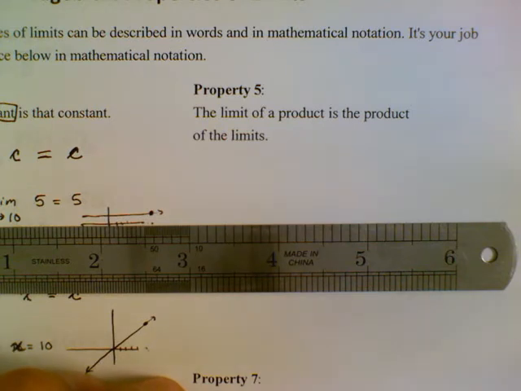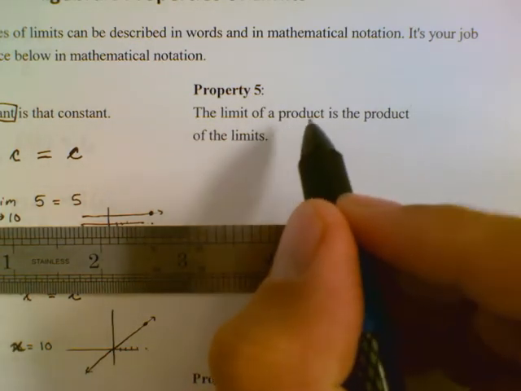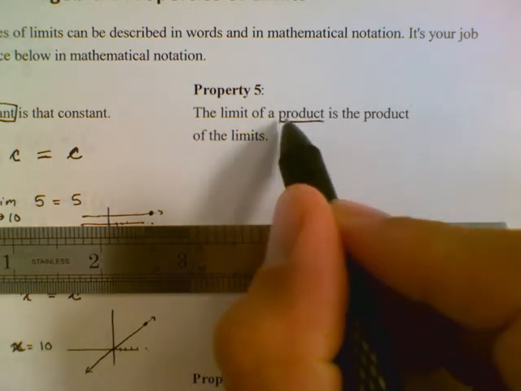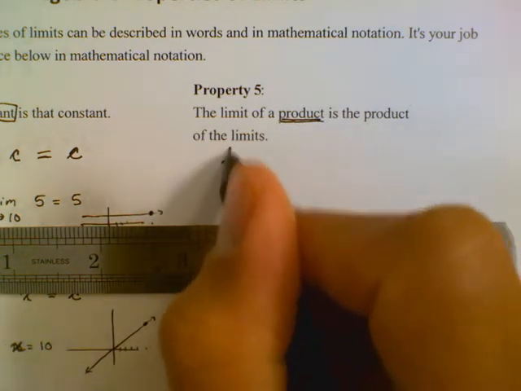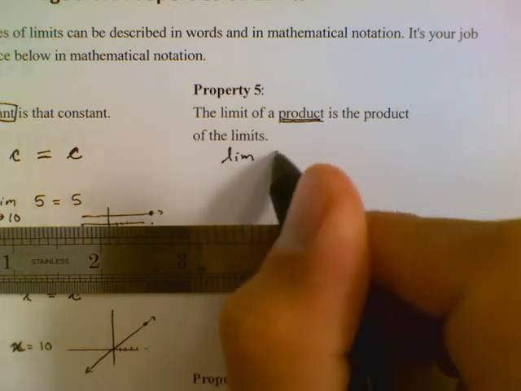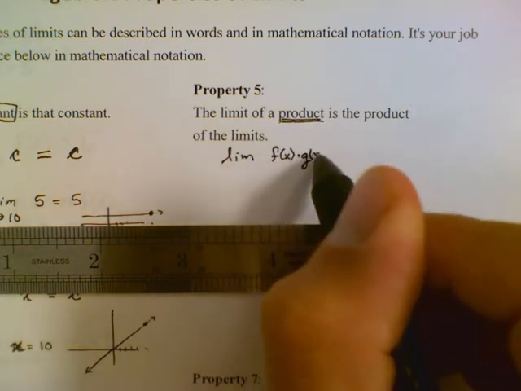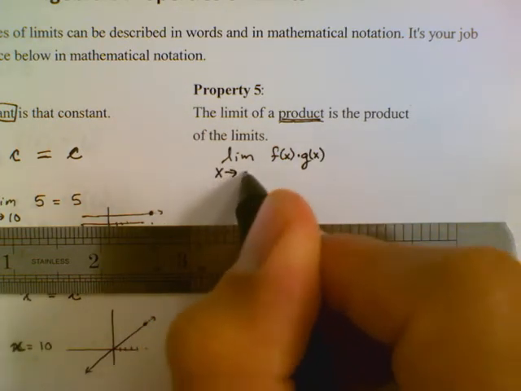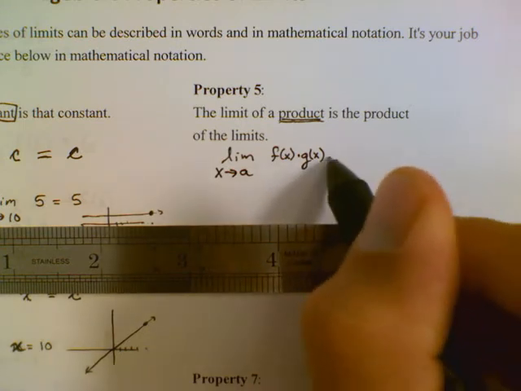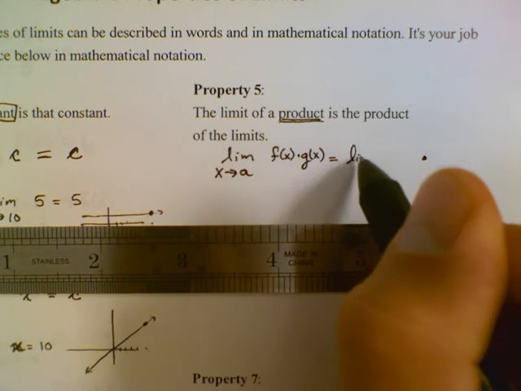So here's another one dealing with products. But this says the limit of a product. Well, what are we going to multiply together this time? Well, let's just use that f and g like we did last time. So we're going to say the limit of f of x times g of x, the limit of that product, we're going to say that x is approaching some value a, is the product of the limits. Well, that means I need a limit over here.